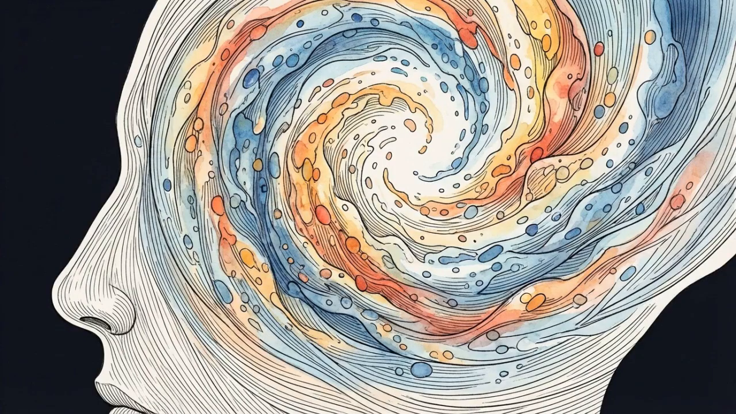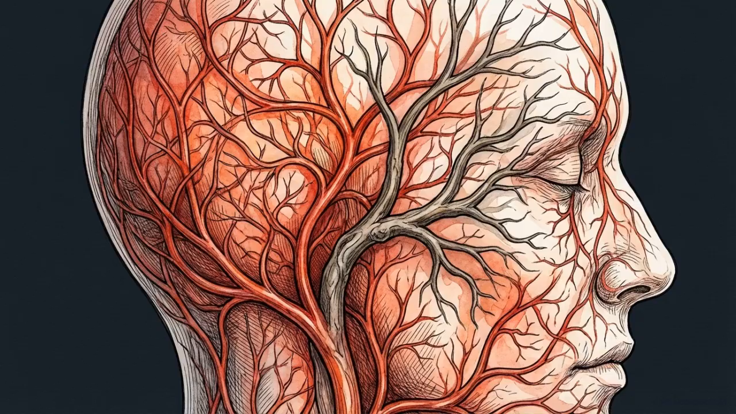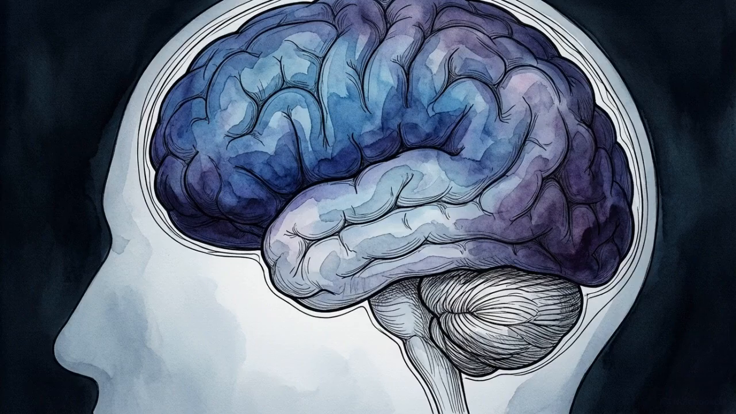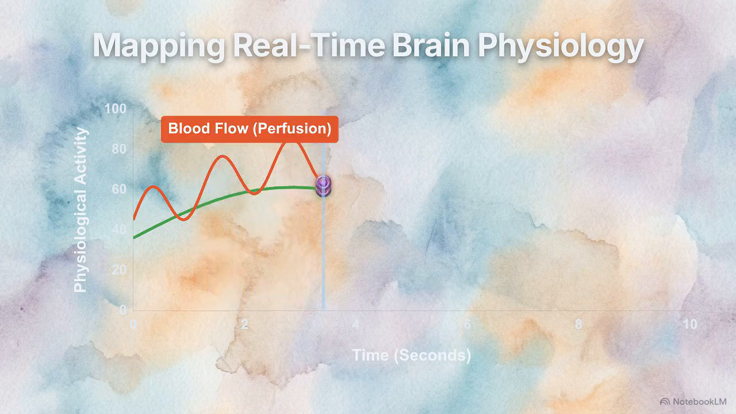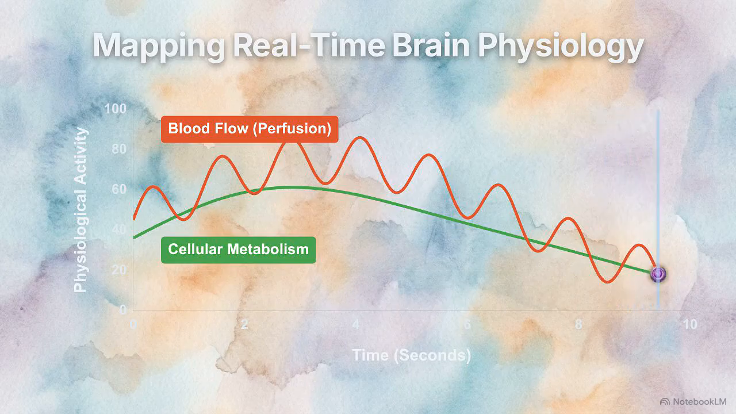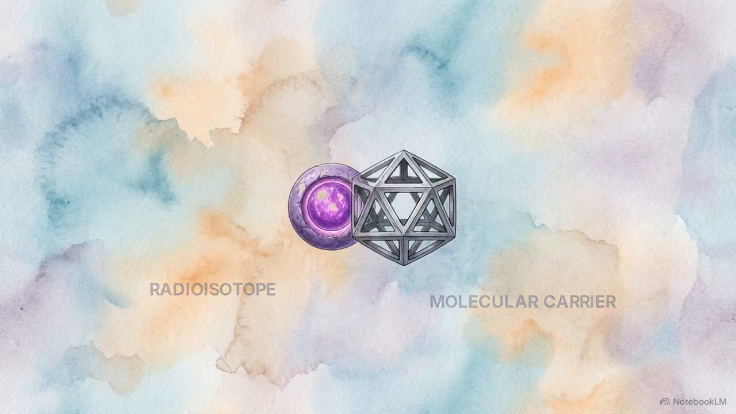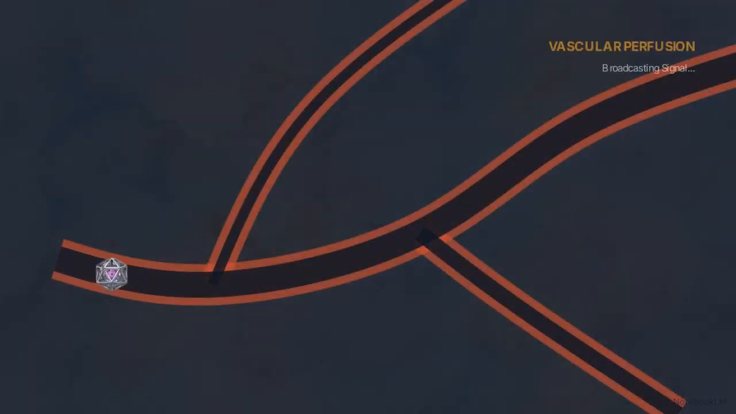To diagnose conditions that exist entirely in the realm of action, like the hyperexcitability of a seizure, the localized starvation of ischemia, or the metabolic decline of dementia, we have to map these invisible physiological variables. We therefore need to measure blood flow and cellular metabolism in real time. We achieve this functional mapping through nuclear medicine. By pairing radioisotopes with specific molecular carriers, we inject a tracer that acts as a beacon, broadcasting its location as it moves through the body's vascular and metabolic machinery.